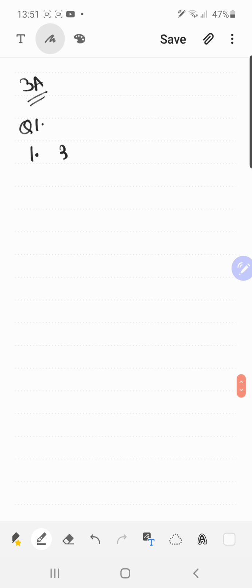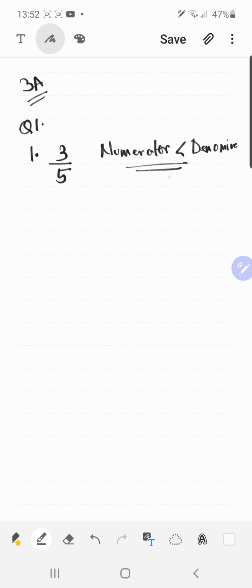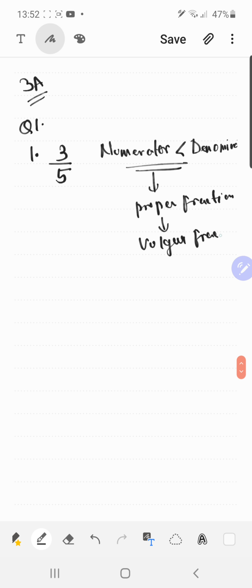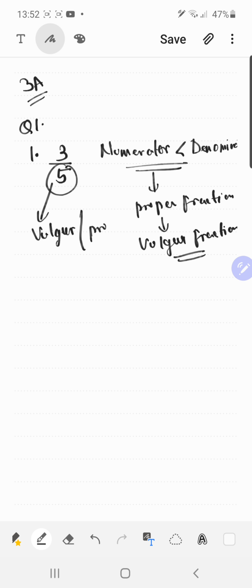Just say for example your first fraction is 3 upon 5. So what is 3 upon 5? As I said, when your numerator is smaller than the denominator, we call such kind of fractions proper fractions. And all proper fractions are also vulgar fractions. Why vulgar fraction? Because they have denominator other than 10. So you can write this fraction is vulgar as well as proper.